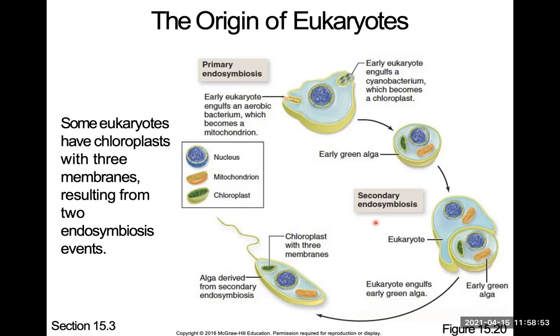So some eukaryotes have chloroplast. We call them plants. With the three membranes, they can see that there are three membranes, and that's how that happened. Three membranes came from primary endosymbiosis and secondary endosymbiosis together. So there has to be two endosymbiosis events for it to have three membranes. So that's what supports that when they look at the membrane system. So that's endosymbiosis.